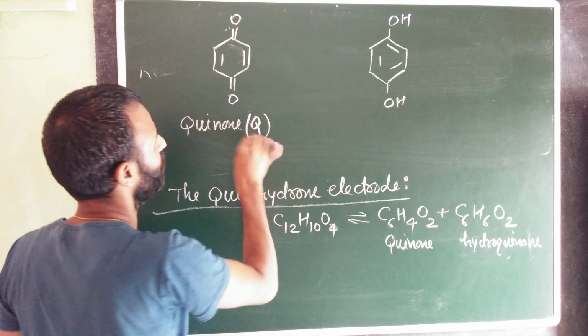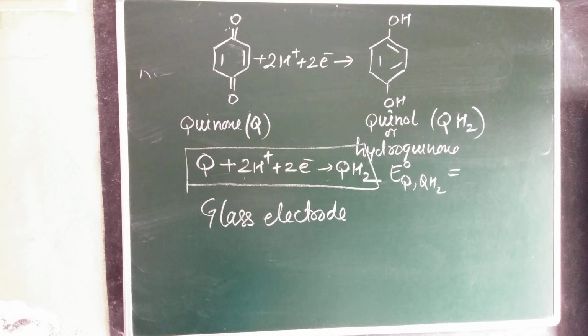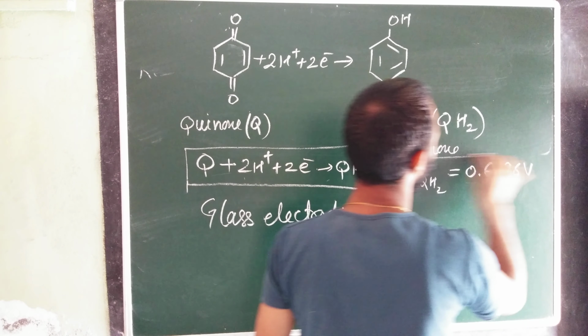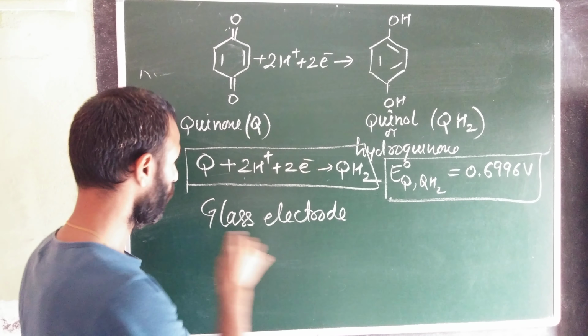Now the glass electrode. The last one is the glass electrode. And the E0 value of the quinhydrone electrode is 0.6996 volt at 298 Kelvin. Okay, now the glass electrode.